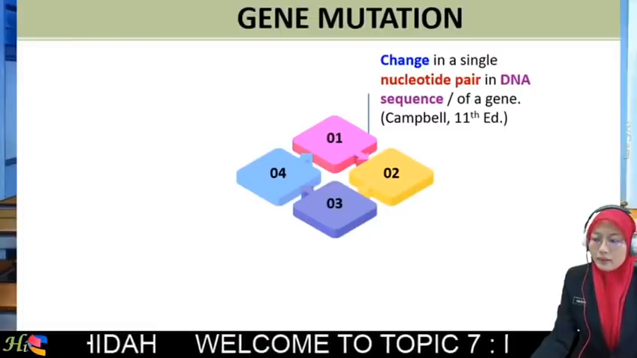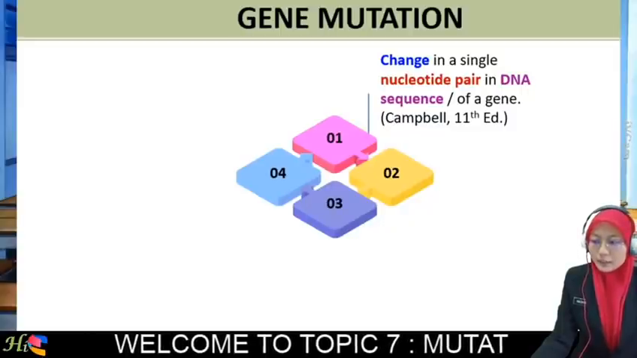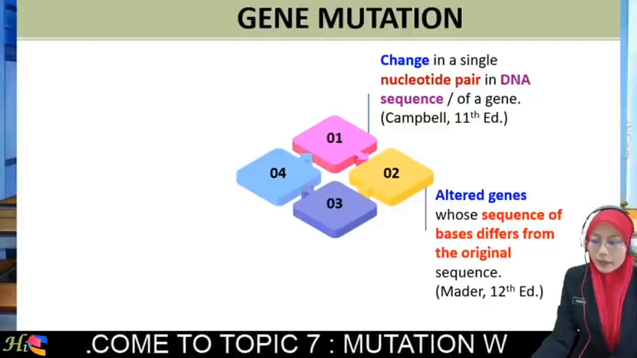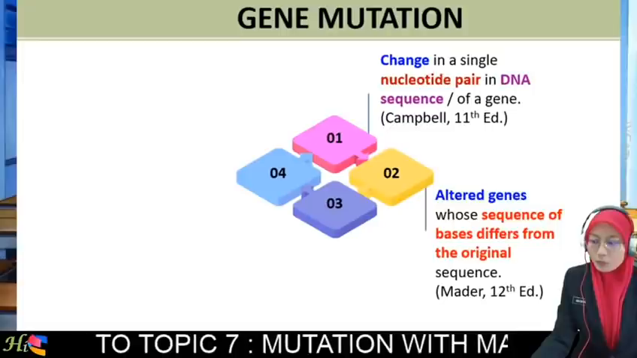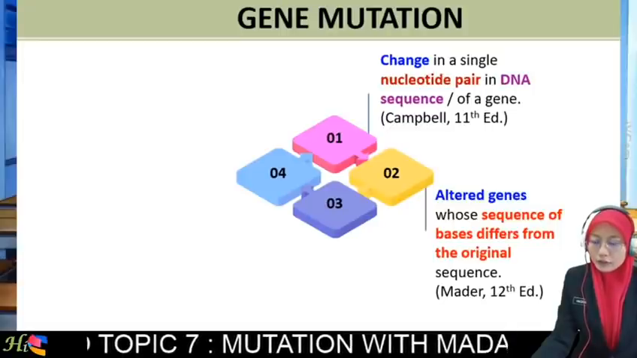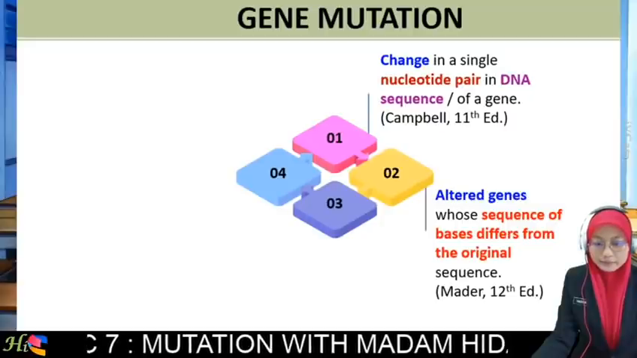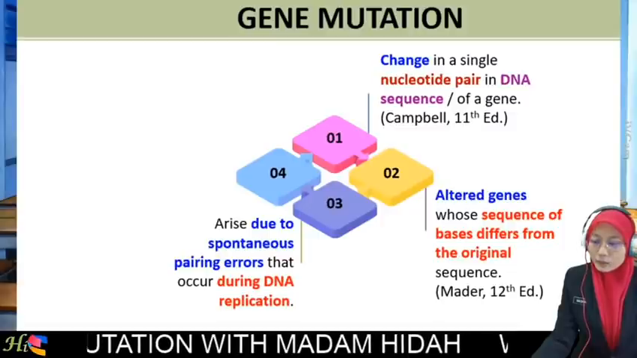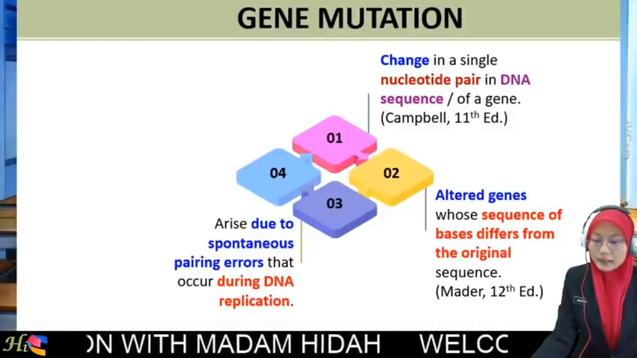According to Campbell, gene mutation is defined as the change in a single nucleotide pair in the DNA base sequence. Meanwhile, Mader stated that a gene mutation is the altered gene where the mutated base sequence of DNA differs from the original sequence. Gene mutation occurs spontaneously, which involves a mistake in base pairing during DNA replication of the cell.